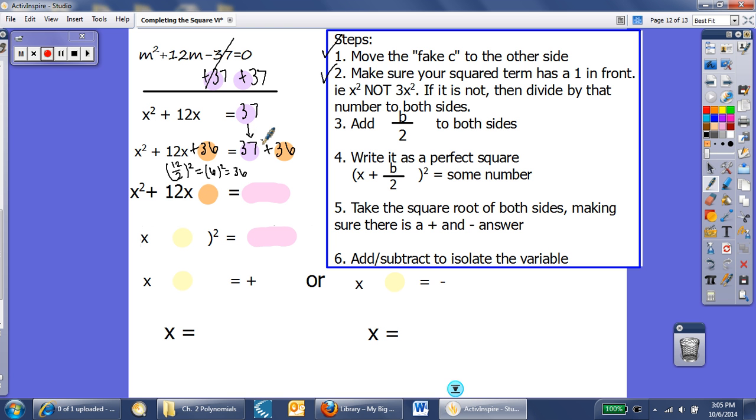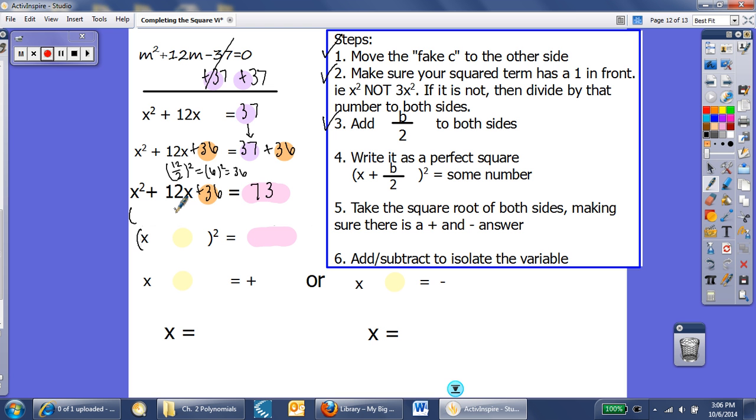And this 37 came down here. So I have x squared plus 12x plus 36 equals, now I need to add 37 plus 36. 7 plus 6, that's 13, carrying the 1, so that's 73. Step 3 is done. Step 4, it says write it as a perfect square. This is x plus b over 2, squared. So looking here, here are my parentheses. So x squared plus 12x plus 36.